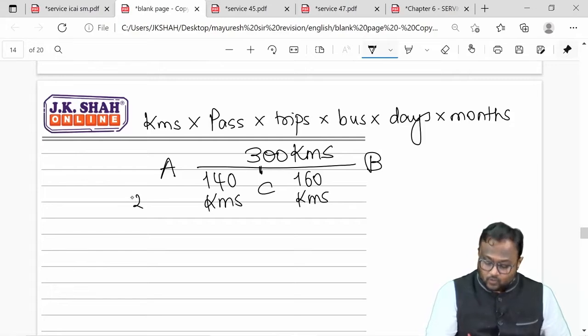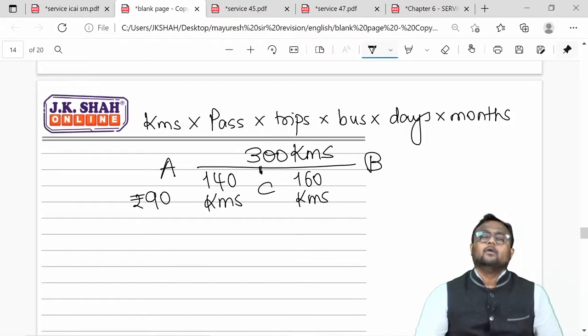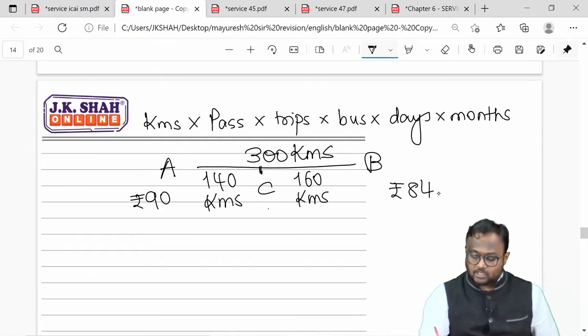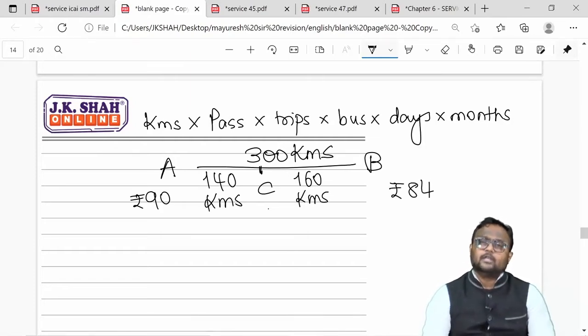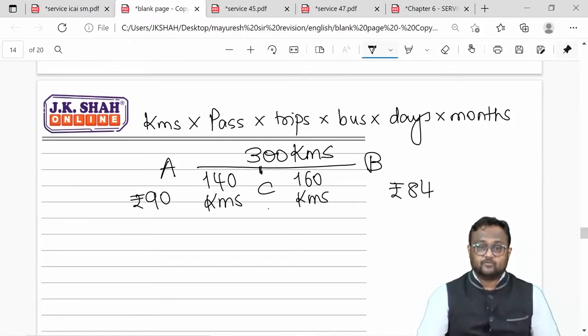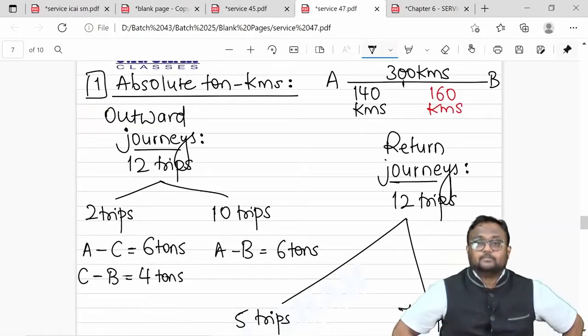Then they said once you load anything at A, you will be charging 90 rupees per ton, whether it is dropped at C or whether it is taken to B. And once you load anything at B, it will be charged 84, whether it is dropped at C or it is taken to A. So there is no concession given for intermediate delivery of goods. So for the first time you are charging goods on the basis of starting point and not the destination. That's fine. This happened.